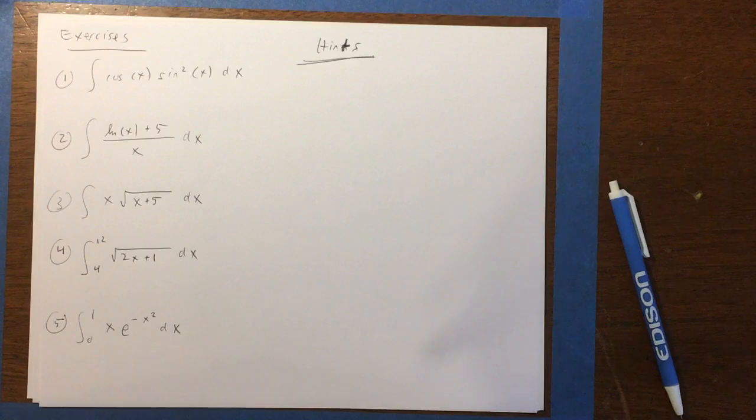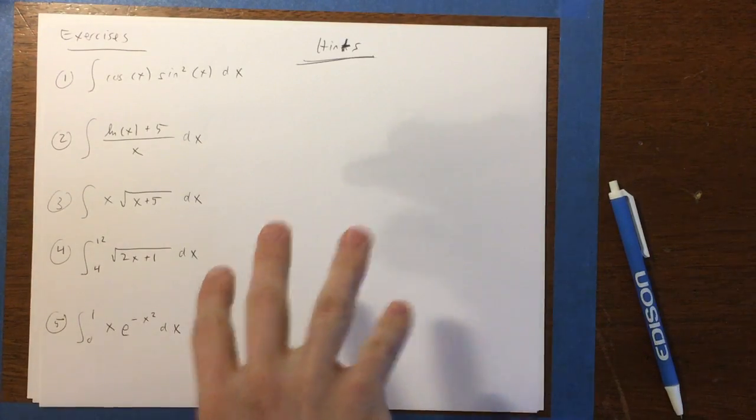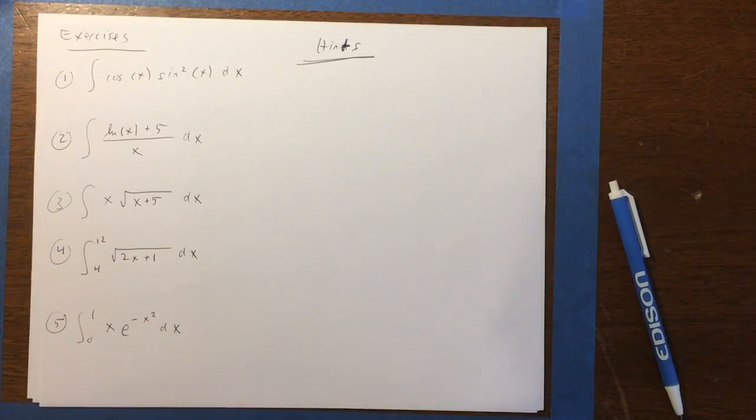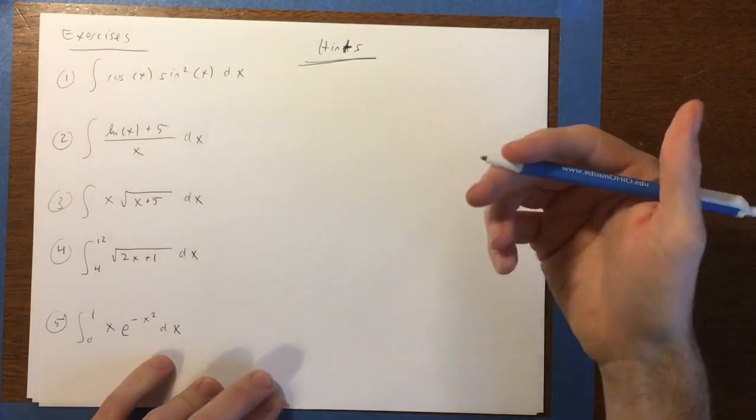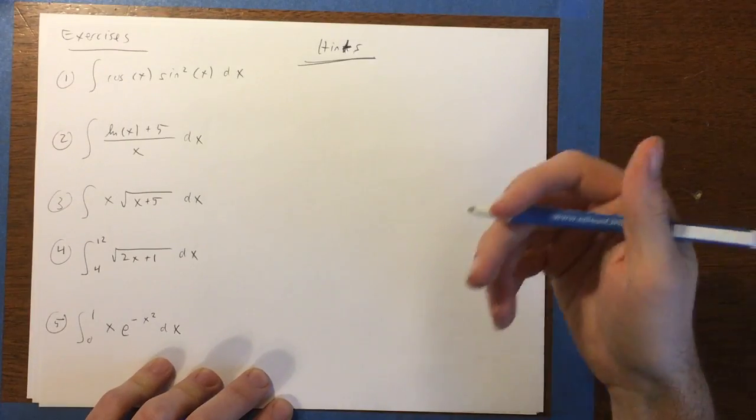But what I do want to do is give you a chance here to try it on your own, and then I'm going to give you some hints. And the hints will be in the form of what you should select to be u. Pause the video, try this yourself, and now I'm going to go through these, and I'm going to suggest what you can make u equal to get these to work out.